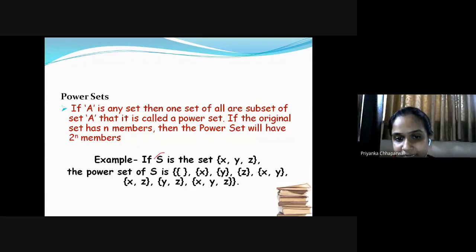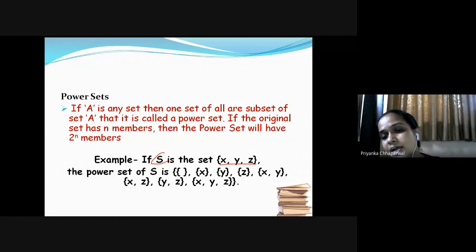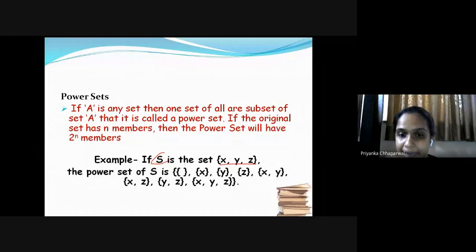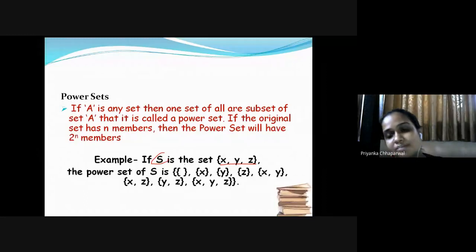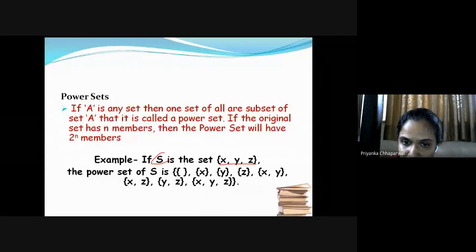Suppose we have a set with elements x, y, z. So we want to make the subsets of this set. How can we make them? First, always remember, students, the empty set is always a subset of any set. Empty set, जो भी आपका empty set होता है, it is always a subset.